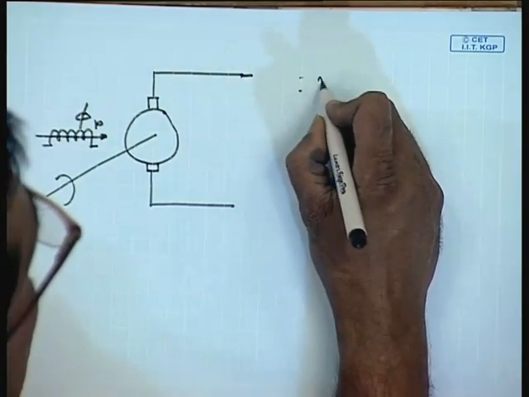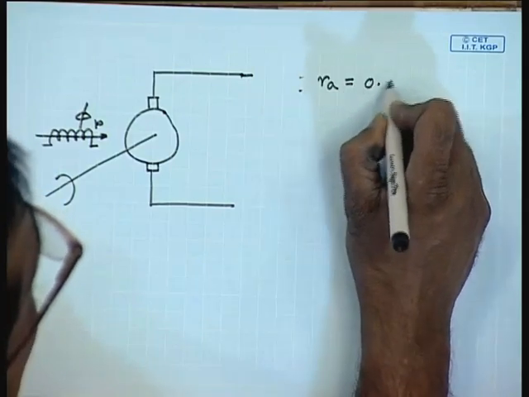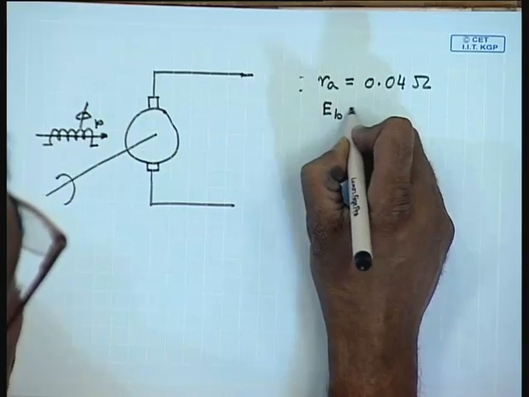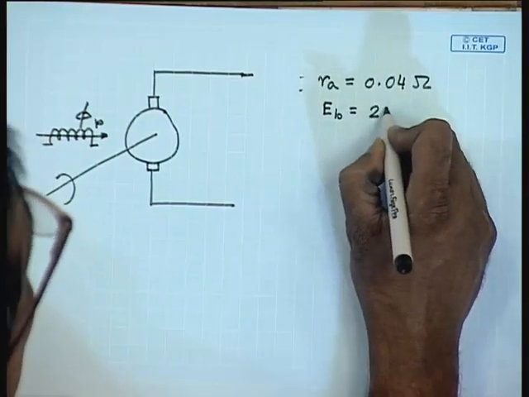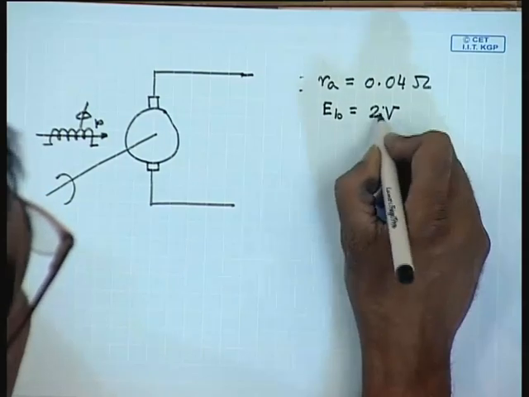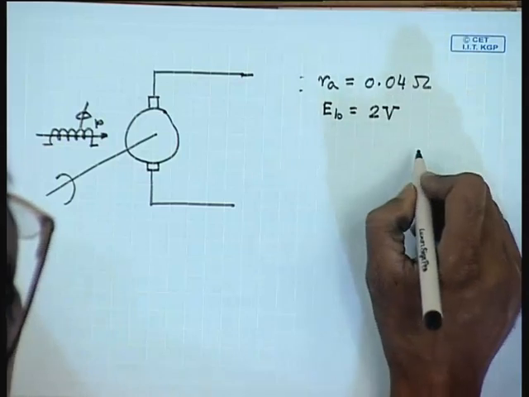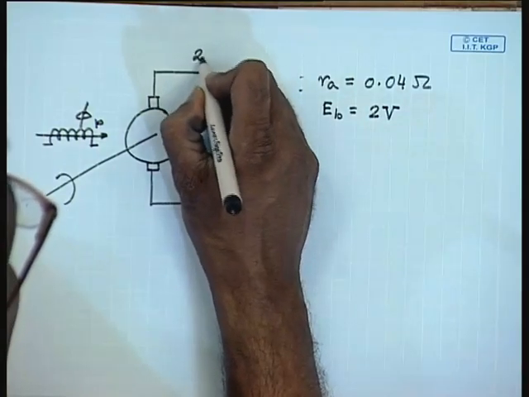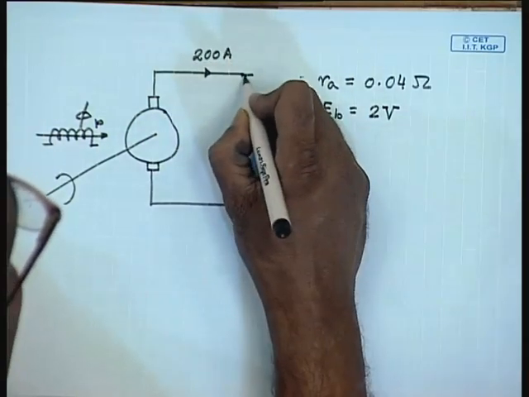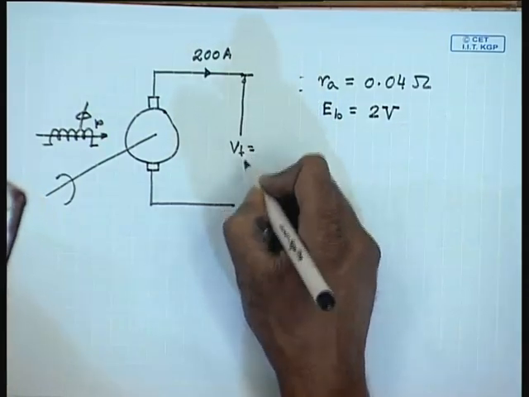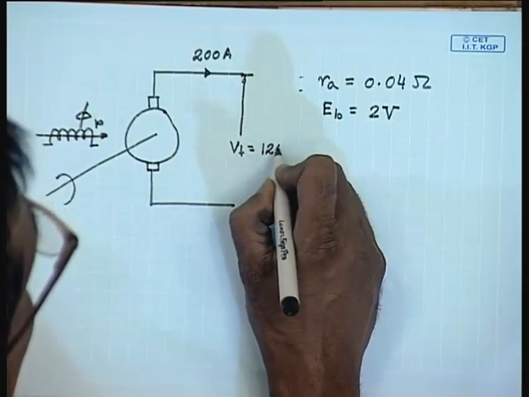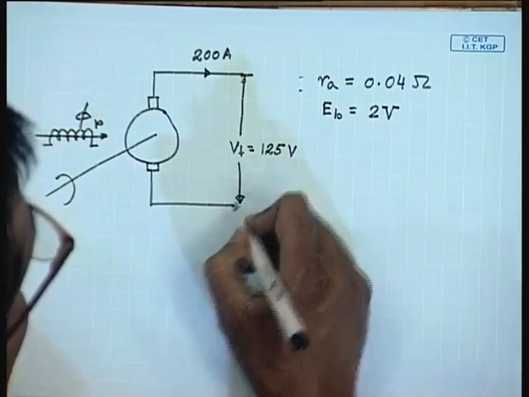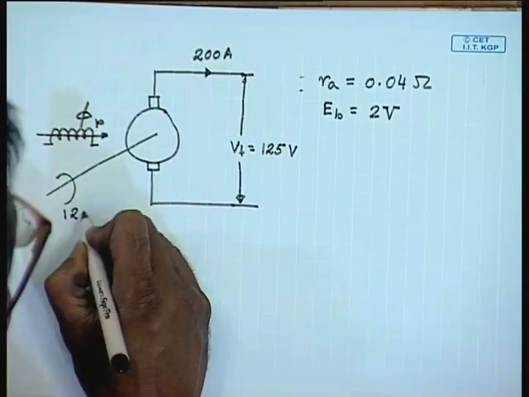This machine has an armature resistance Ra of 0.04 ohm. Total brush contact drop Eb equal to 2 volts. It supplies a load current of 200 ampere at a terminal voltage Vt equal to 125 volts when it is rotated at 1200 rpm.